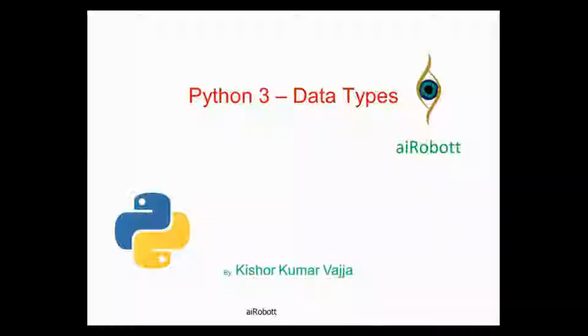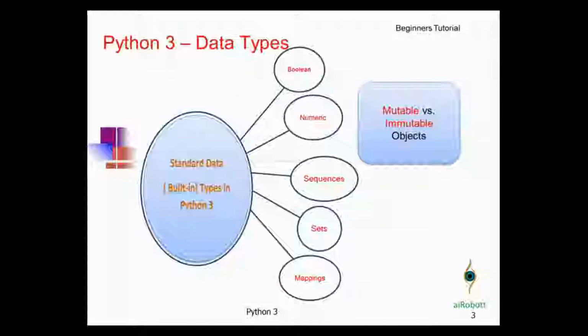Today we are going to learn about the data types in Python 3. This tutorial is for beginners only. In this tutorial we are going to learn about standard data types in Python 3, which are also called built-in types in Python 3. In standard data types we are going to learn about Boolean data types, numeric types, sequences, sets and mappings. And finally, we are going to learn about mutable versus immutable objects.